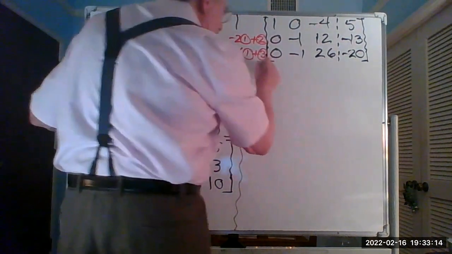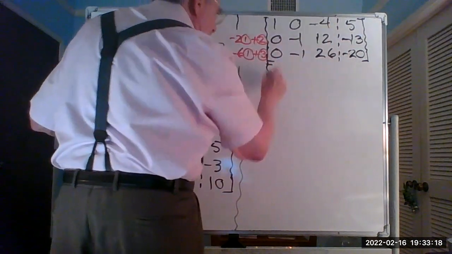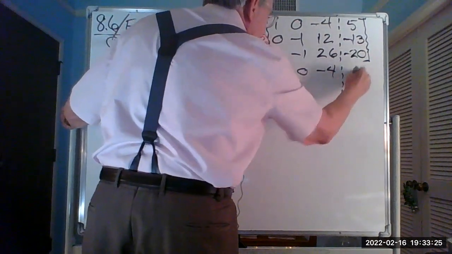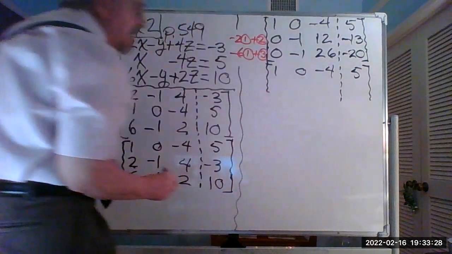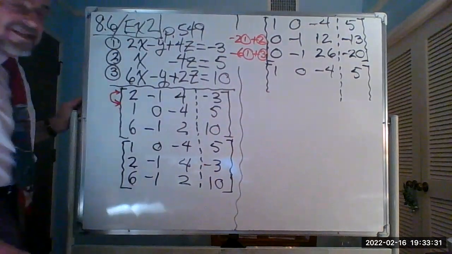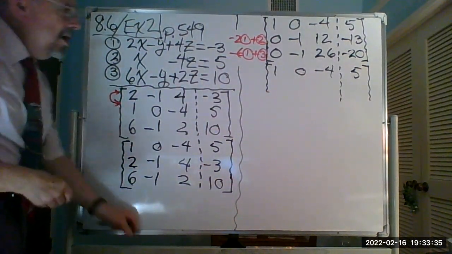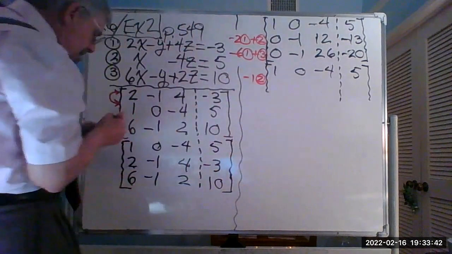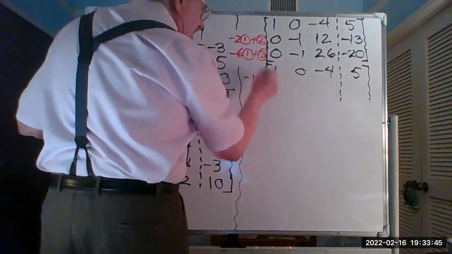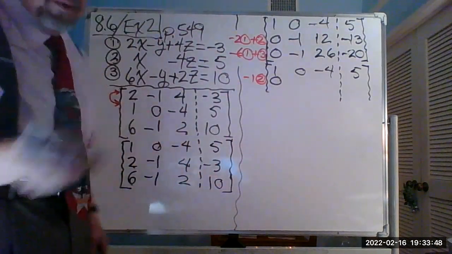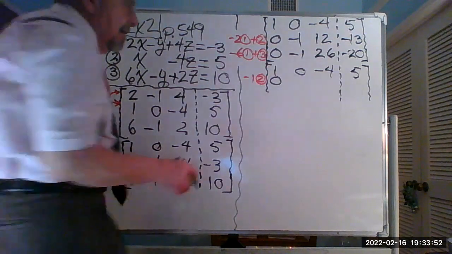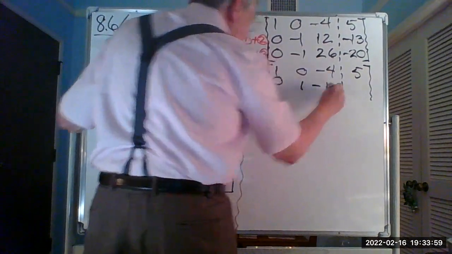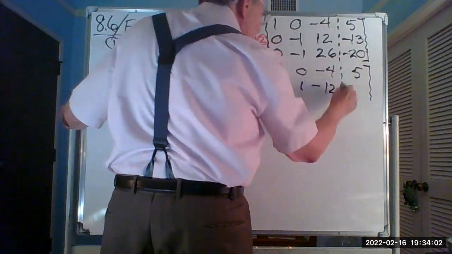Now I'm going to write down again. The top row is the same. 1, 0, -4, dash, dash, dash, dash, dash, 5. Now on my second row, I want that to be +1. So I'm going to multiply row 2 by -1. Notice once I get the zeros below the 1, they don't change. They always stay there. So -1 times -1 is +1. -1 times +12 is -12. And -1 times -13 is +13.